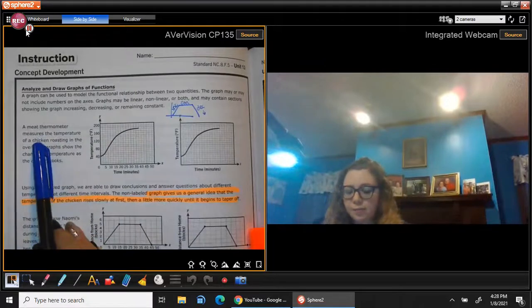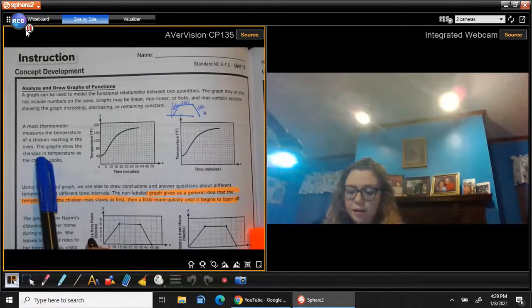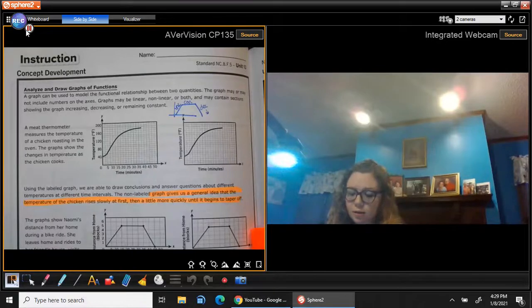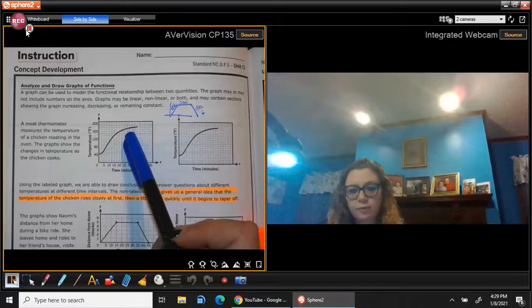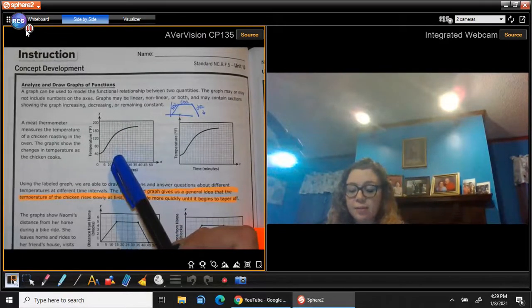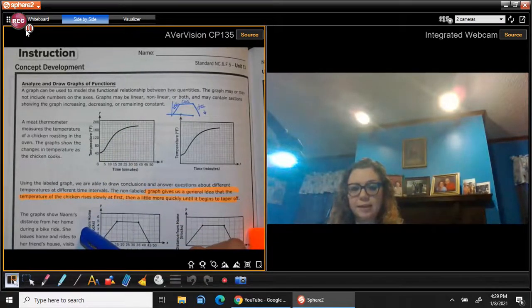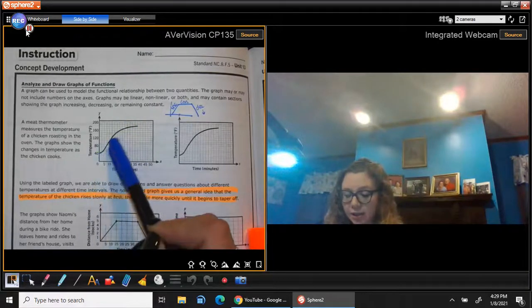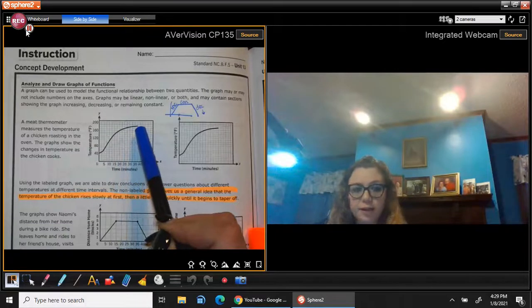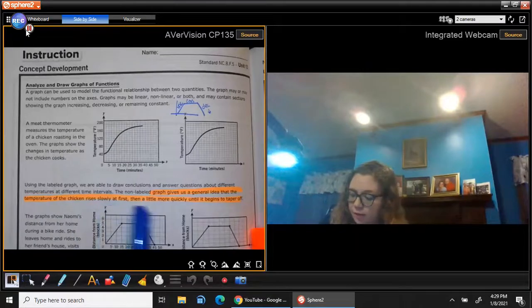So here's the first example. A meat thermometer measures the temperature of a chicken roasting in the oven. The graph shows the changes in temperature as the chicken cooks. So you can look at this. Is this a linear graph or non-linear? It's non-linear because of the curve to it. Is it increasing, decreasing, or remaining constant? Yes, it looks like it's increasing and then it kind of levels off right here. Very good.